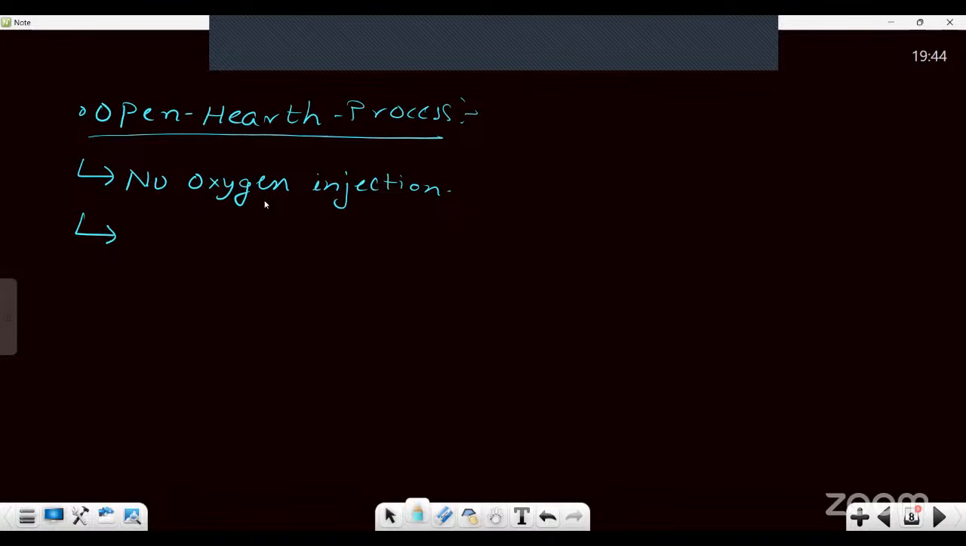Which is the oxidizing agent now? In the open hearth, the oxidizing agent is basically iron ore, it is FeO. So FeO is my oxidizing agent in the open hearth process. FeO is providing the oxygen, which is oxidizing other impurities like carbon and all. But there is some problem with the open hearth.